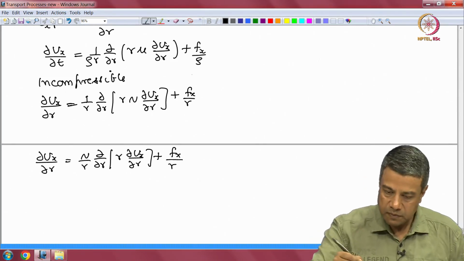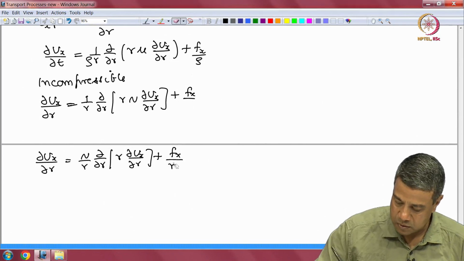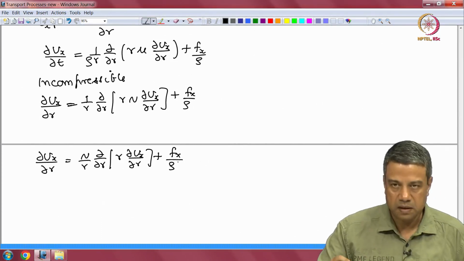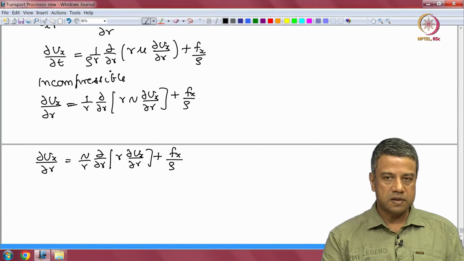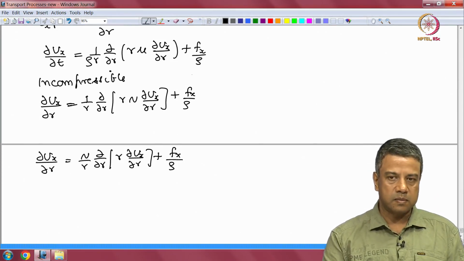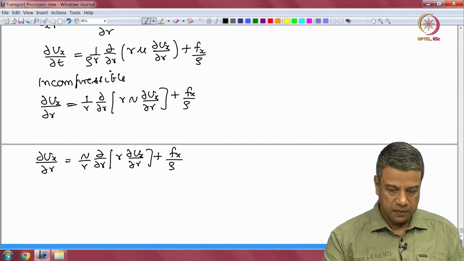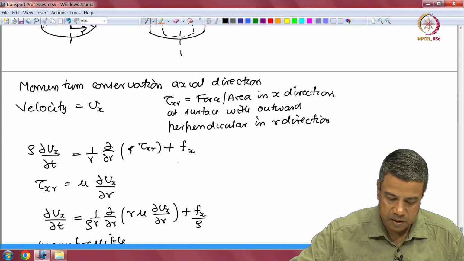My apologies, this should be rho. It should be density, where Fx is the body force density in the x direction. So, this is the axial momentum conservation.